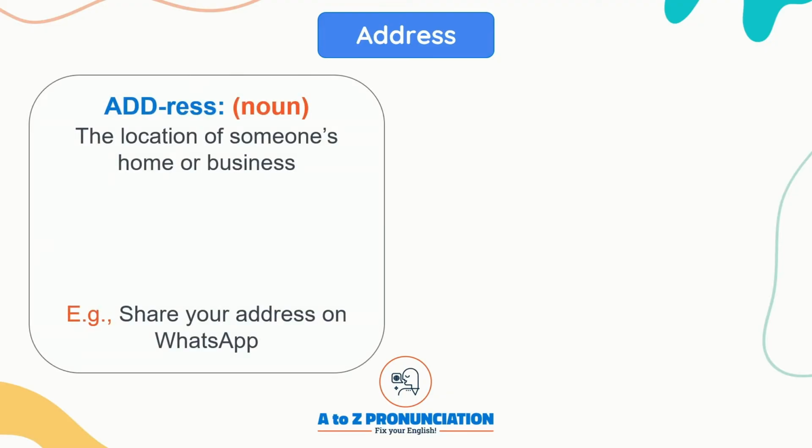Let's begin. To start off, we have the word address. We all know it as the location of someone's home or business. For example, share your address on WhatsApp.